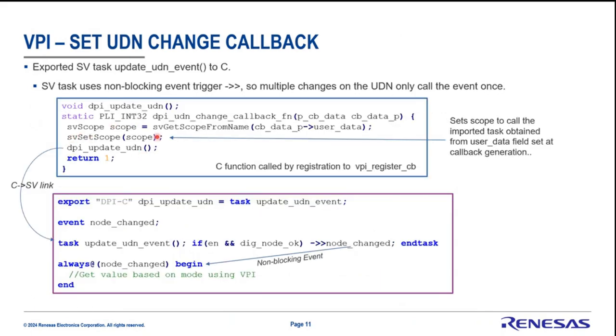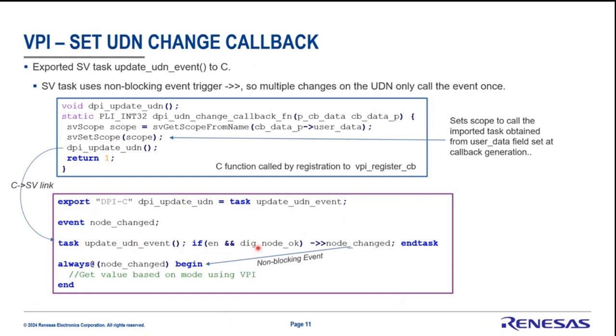We set the current scope, and then basically I'm calling this DPI update UDN. It's declared as a void function in the C layer. But what I'm doing is I'm exporting basically this task to map to this C function in the C layer. So this then means when that's executed, this line here basically links that up to this task here, and the scope basically says where in the hierarchy it should find that. So the UDN changes, it triggers this, returns a 1. This causes this code to be executed.